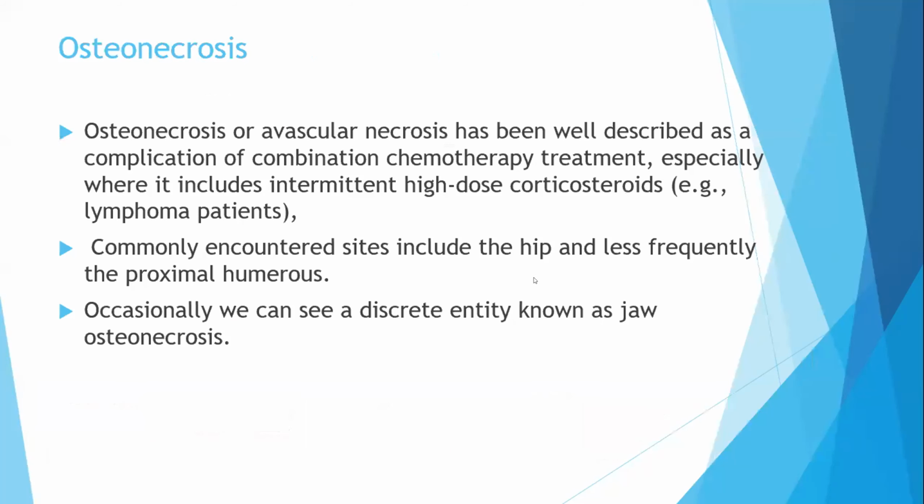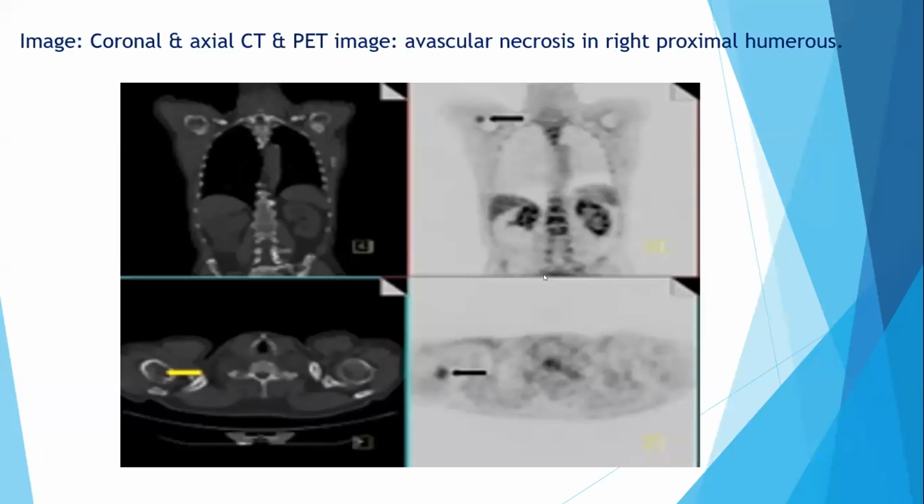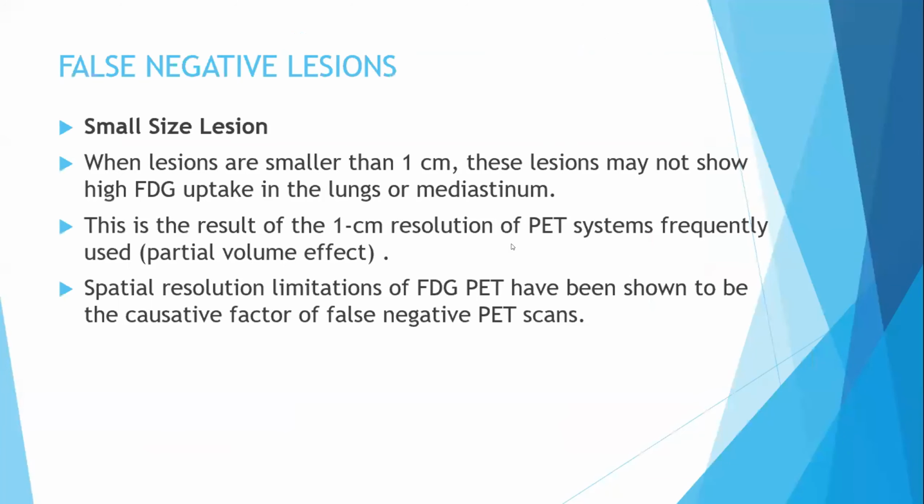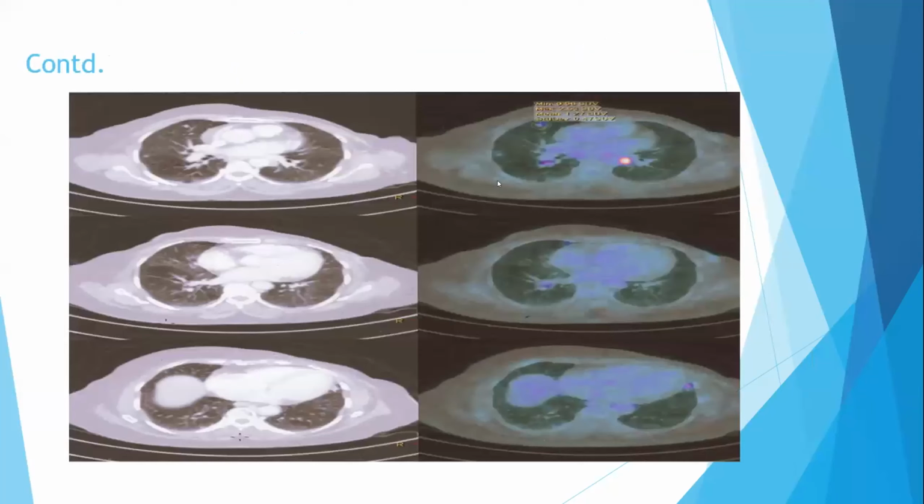Osteonecrosis may happen in the hip joint and proximal humerus. It should not be misdiagnosed as a focal FDG-avid metastatic lesion. Sometimes small lesions like small pulmonary nodules show no or low FDG uptake because of their small size and low PET spatial resolution.